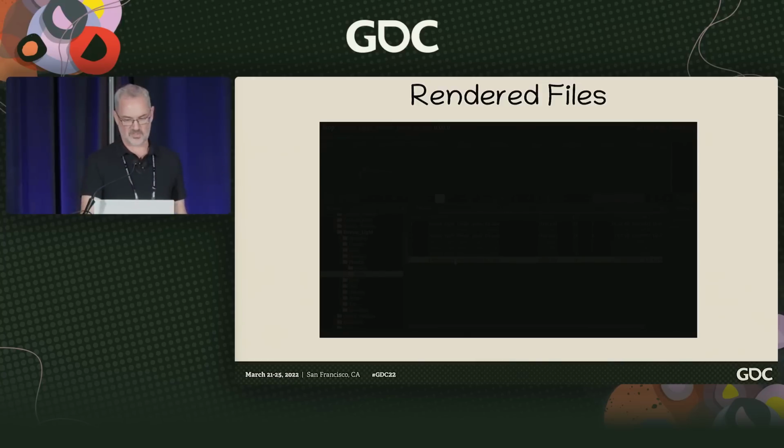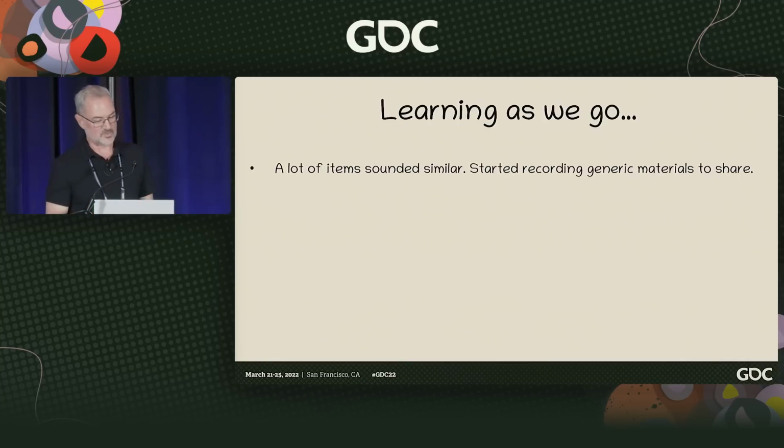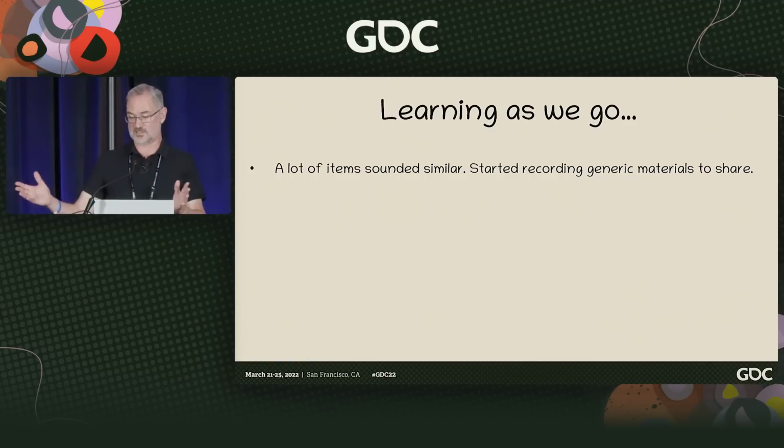Going through this process, we were learning stuff as we went. A lot of items sounded similar, so we started recording generic materials to share amongst items. Rather than recording a toothbrush, we would record something we would call plastic light. Anything that was light and made out of plastic would use plastic light. And we had glass, and ceramic, et cetera.